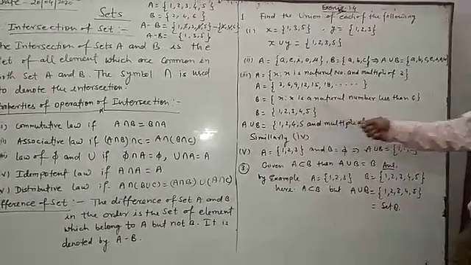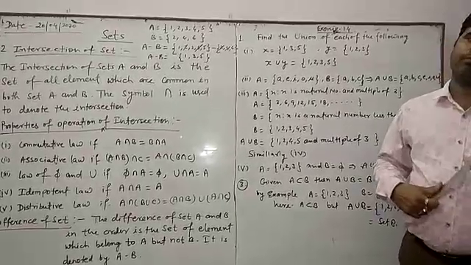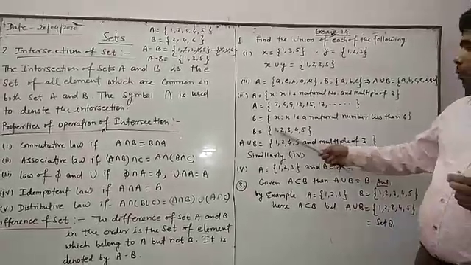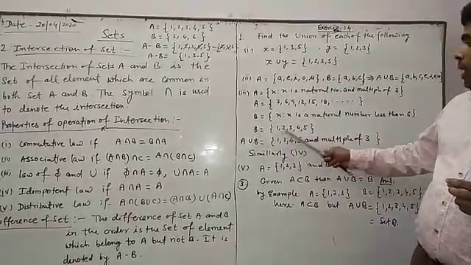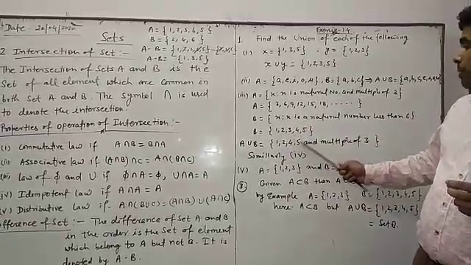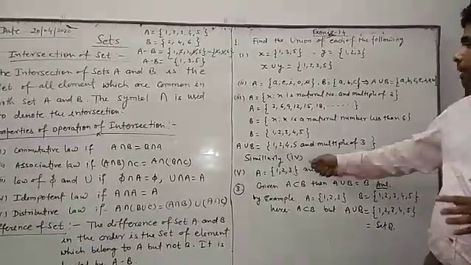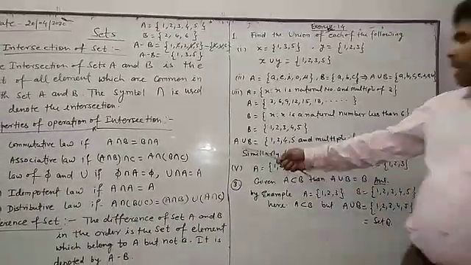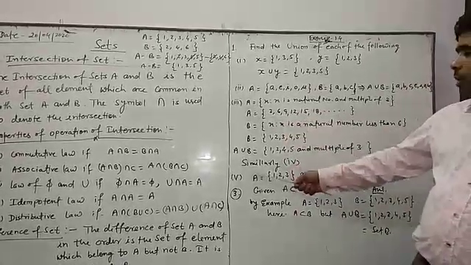B is {x such that x is a natural number less than 6}. Natural numbers less than 6 are 1, 2, 3, 4, 5. Now A union B is equal to 1, 2, 4, 5 and the multiples of 6. All the elements of the multiples of 6 and 1, 2, 4, 5. This will be A union B. Similarly, you have to solve the fourth part of this question.